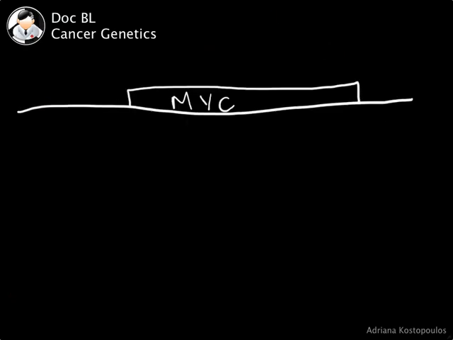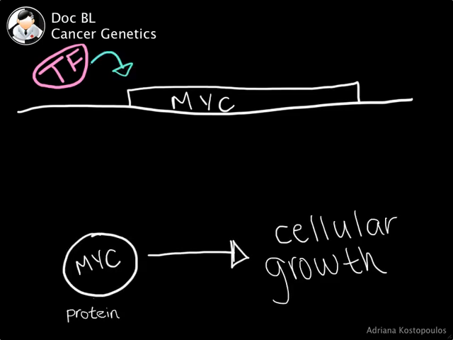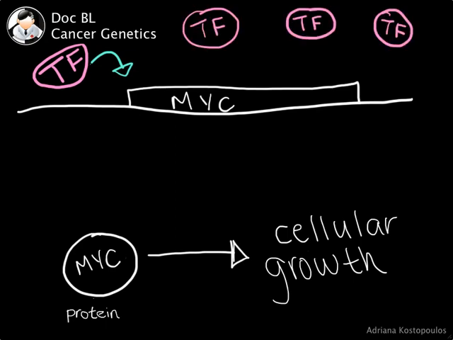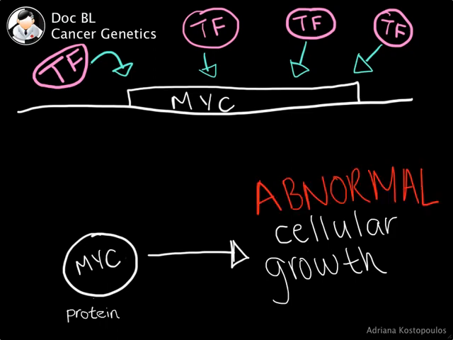Another oncogene is MYC. This one operates a little differently. A transcription factor causes it to be transcribed, and then the MYC protein leads to cellular growth. A mutation in the transcription factor means that there's lots of transcription factor that stimulates lots of MYC growth, and that leads to abnormal cellular growth.